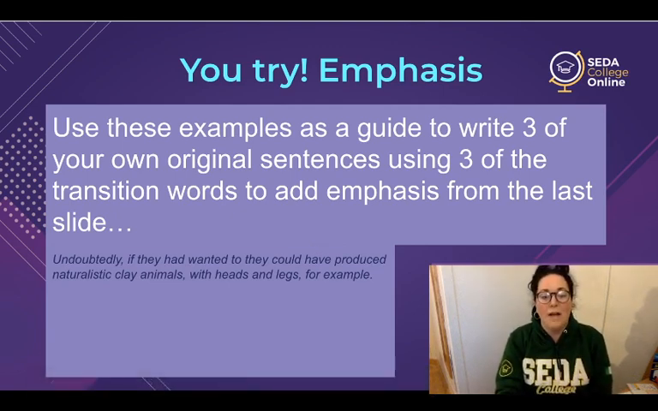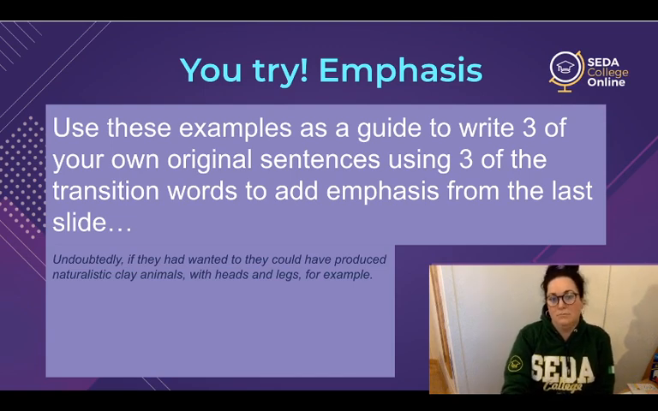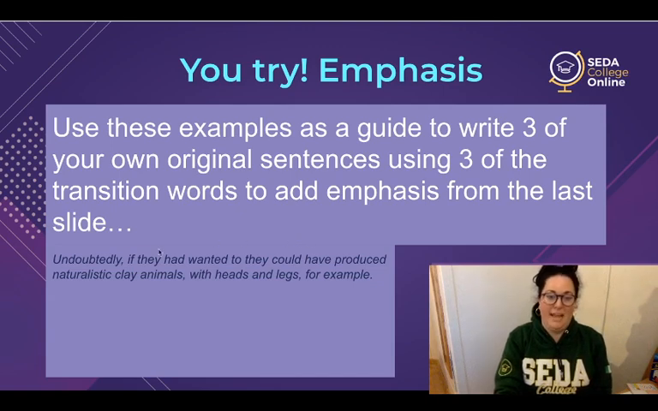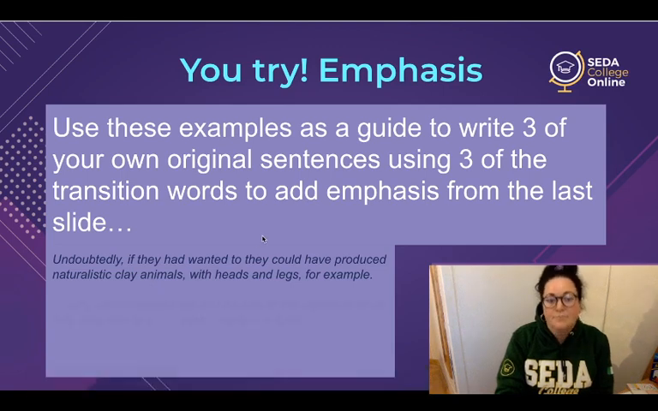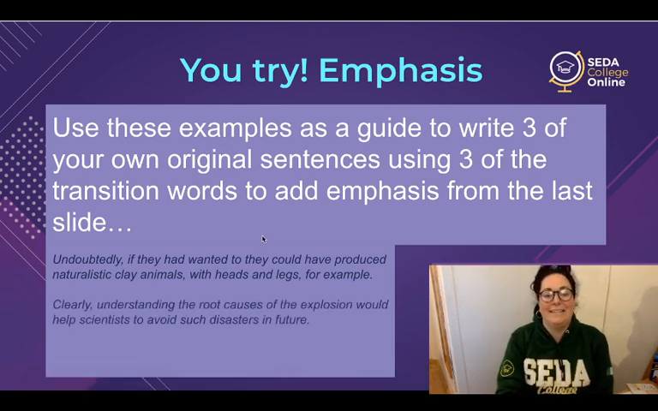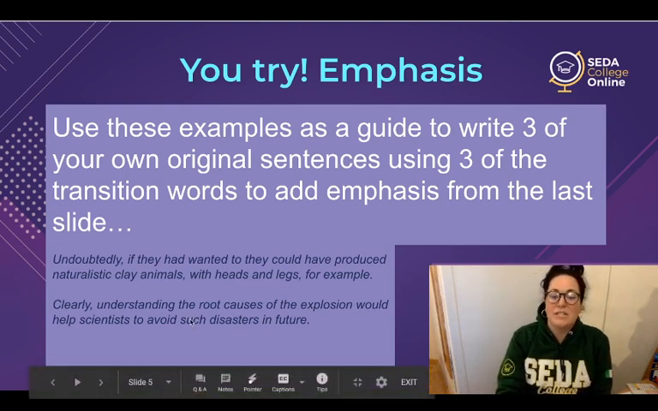Undoubtedly, if they had wanted to, they could have produced naturalistic clay animals with heads and legs, for example. So if they'd wanted to, they could have, but they didn't. And nobody can doubt that because they had the ability to do other things with clay. Clearly, understanding the root causes of the explosion would help scientists to avoid such disasters in future. Here, the word such is saying those types of disasters, okay, in the future. Great.